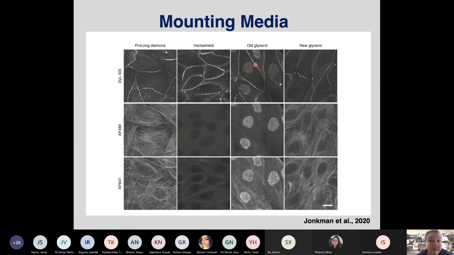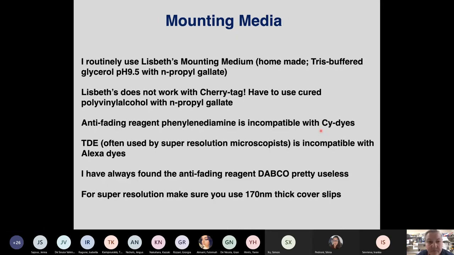Now, I don't know what happened to old glycerol. So old glycerol was one of the bottles that I had standing around. Old glycerol has a dramatic problem because old glycerol has some nuclear background in all channels. So that's very, very peculiar. Whereas new glycerol is almost as good as ProLong Diamond. And I don't like spending money on commercial products if I don't have to. So for mounting, I use new glycerol with n-propyl gallate to mount my sample, so it's homemade stuff.